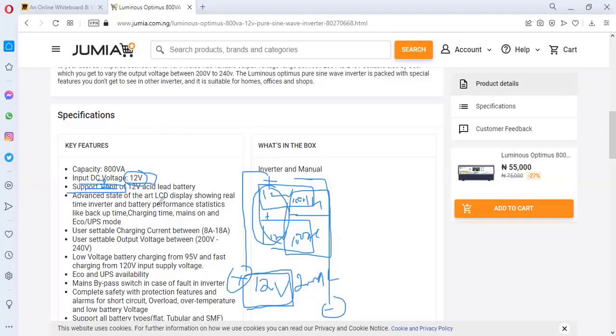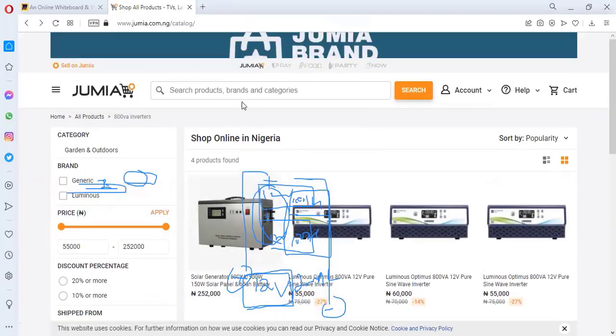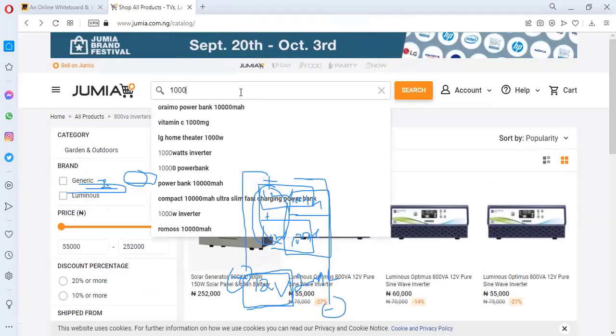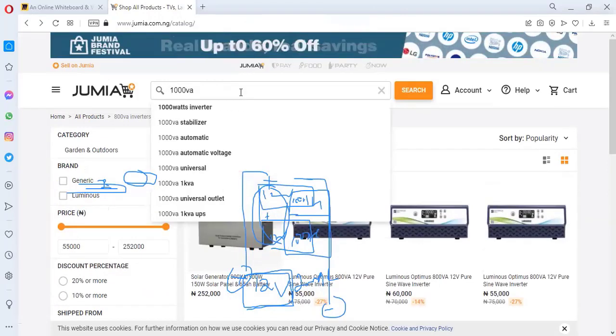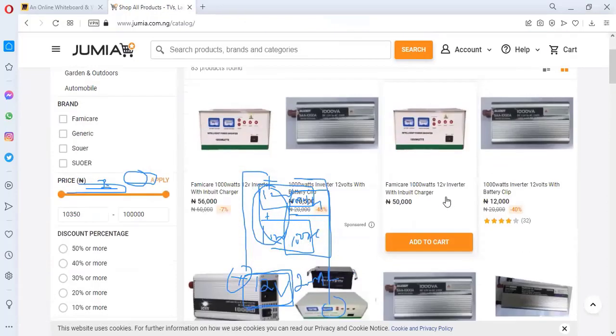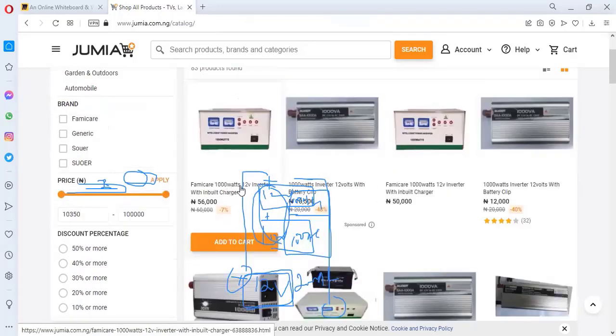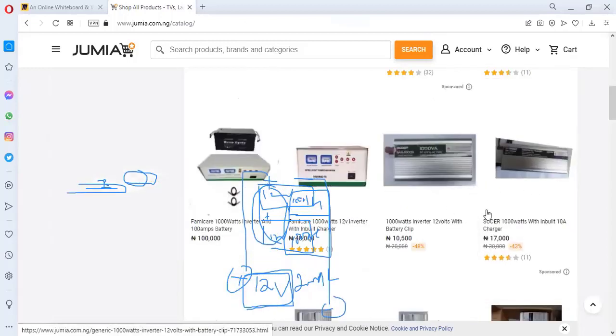So you have other characteristics of this inverter. These are the vital information that you must pay attention to whenever you are trying to get an inverter system. So let's look at another inverter. Let's look at a 1000 VA inverter. Let's see what we are going to get. I can see 1000 VA, 12 volts. I can see 1000 watts, 12 volts.